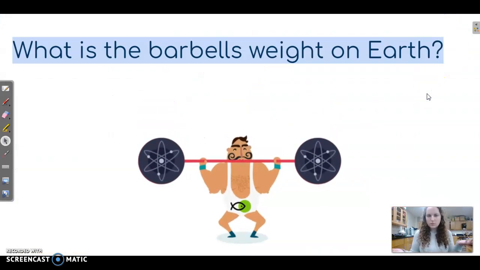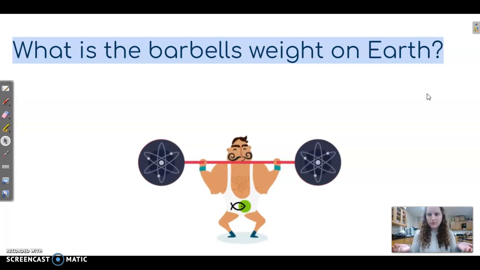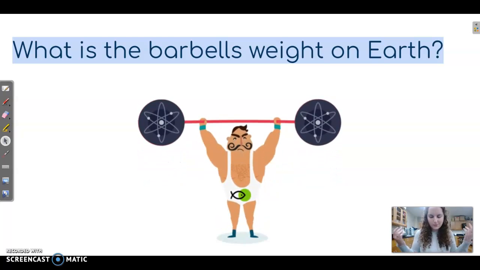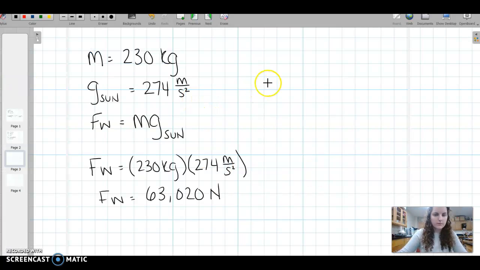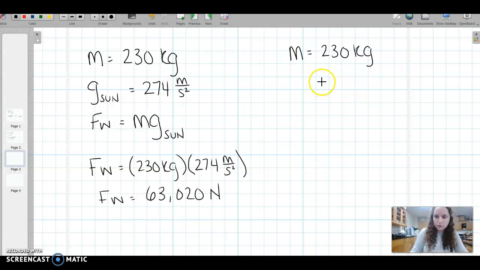So now I ask, well, what's the barbell's weight on Earth? Like, if you're telling me that the weight is so much bigger on the sun, well, prove it to me, right? So let's prove it. So let's say that the mass is the same because it is the same. It's a constant no matter where you are, so that barbell is still 230 kilograms. And now G on Earth, that gravitational attraction that we have to Earth, is 10 meters per second squared.